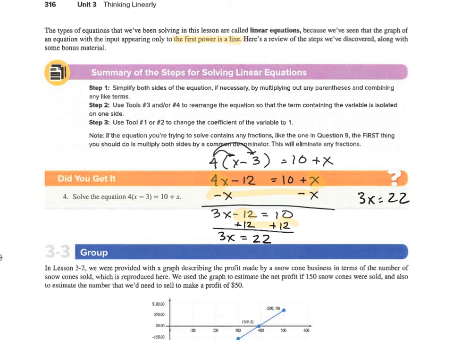And then step 3 says use tool 1 or 2 to change the coefficient of the variable to 1. Well, basically what they mean by that is you ask yourself, what are they doing to x? They are multiplying it by 3. Well, how do we undo multiply by 3? Well, we have to divide both sides by 3. So I get x equals 22 thirds.